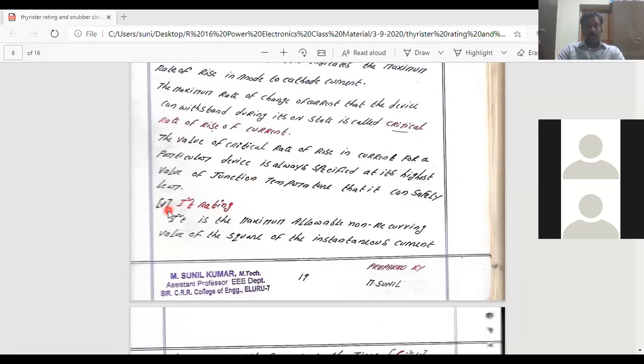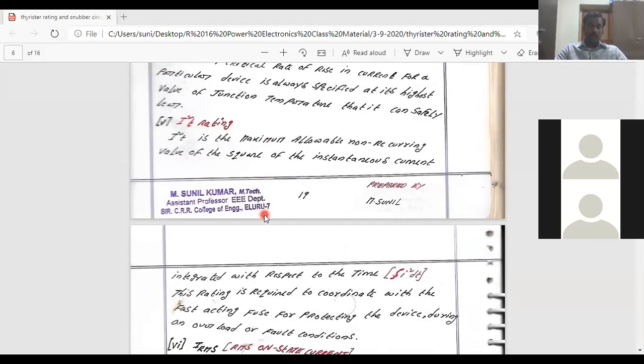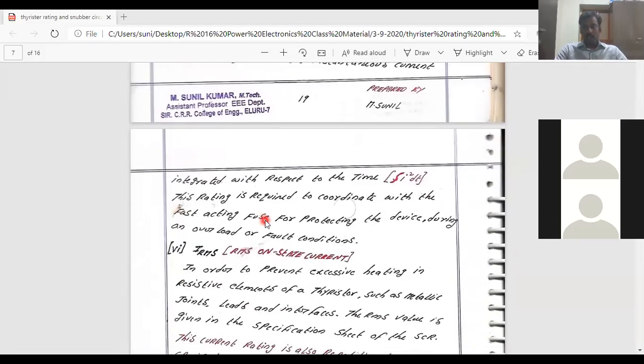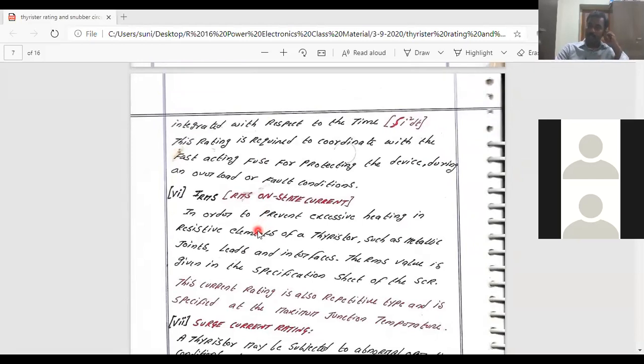Then the other one is the I square T rating. This I square T rating is generally used in the protecting devices, that means a fuse which is provided as the primary protection for the SCR. For each SCR, in normal converter circuits or inverter circuits, this I square T rating is considered to measure the instantaneous current rating, and on this basis the protection device fuses may be employed. So that is related to the I square T rating.